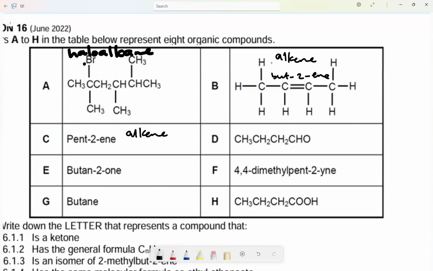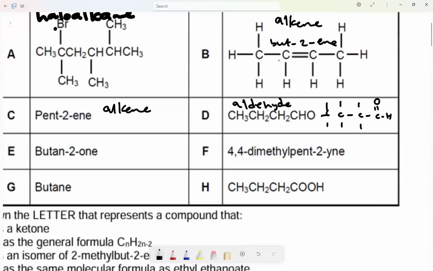Then CH3, CH2, CH2, CHO. Is this alcohol or aldehyde? Let's see. CH3, CH2, CH2, CHO. Okay, so this is an aldehyde. If it was alcohol, it was going to be OH. But now, since it is a double bond O on the terminal carbon, or the first carbon, it is an aldehyde, not a ketone. Remember the homologous series, it is aldehyde. Now the functional group, it is what? Formyl group, right?